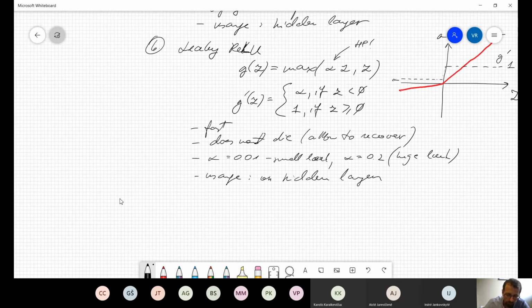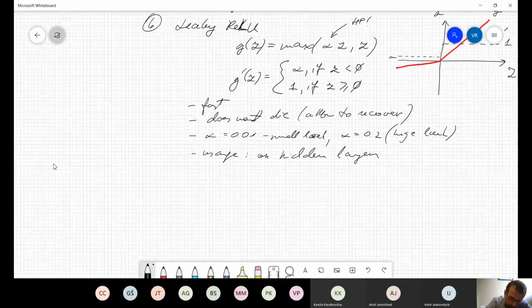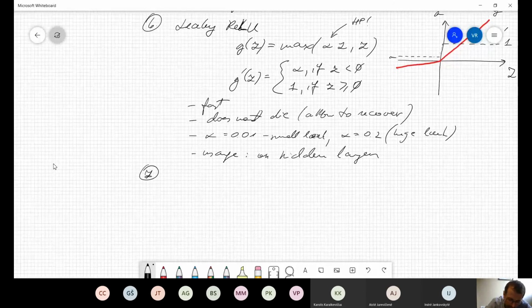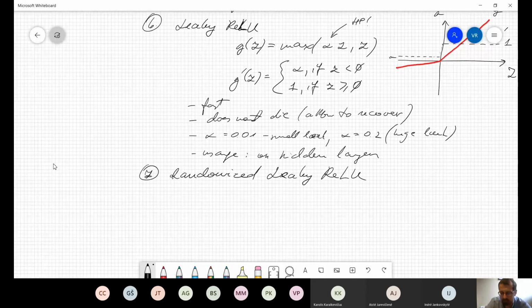Okay, other things I can mention: there are maybe up to 10 various ReLUs. I would just like to mention a couple more. One of them is the so-called randomized leaky ReLU. As you can imagine, here alpha is picked randomly.